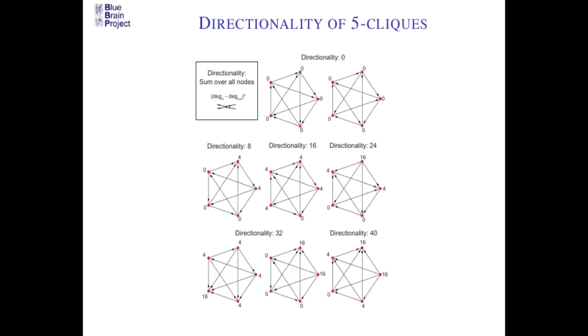And if we look at what's happening just with five clicks, for example, here we're looking at all the possible ways you can orient a five click. You compute the directionality in each case, and you can see it can be anywhere from 0 up to 40. And this maximal directionality happens precisely when what you have is actually a directed five click. So that was just a more formal way of expressing the importance and properties of these directed clicks.